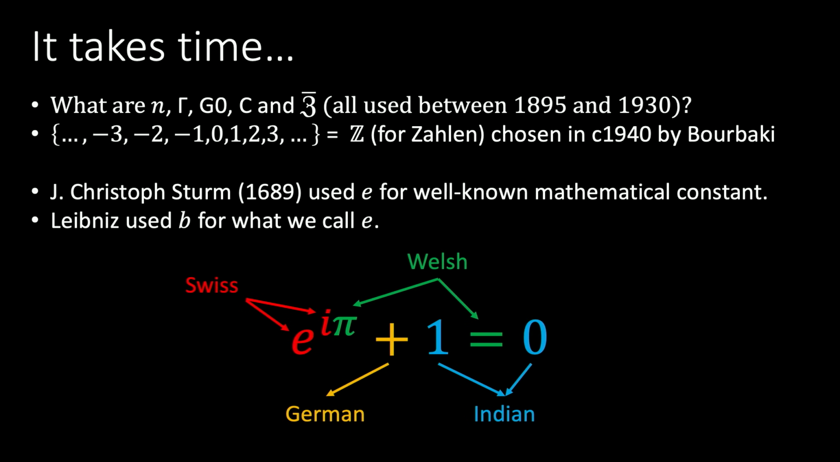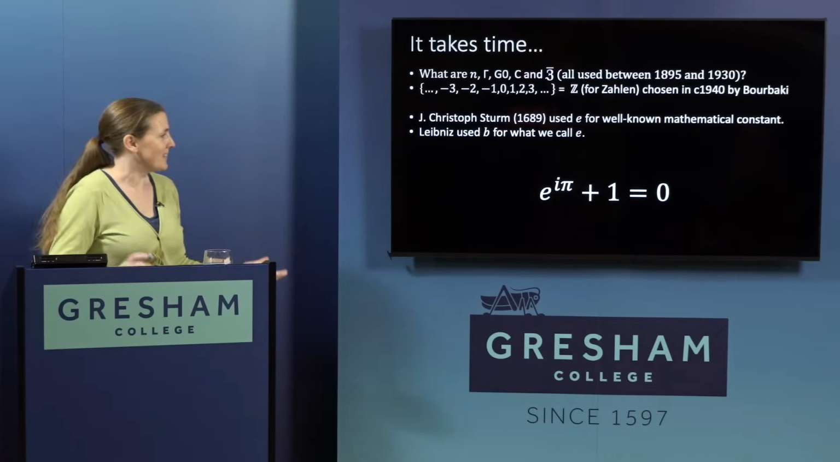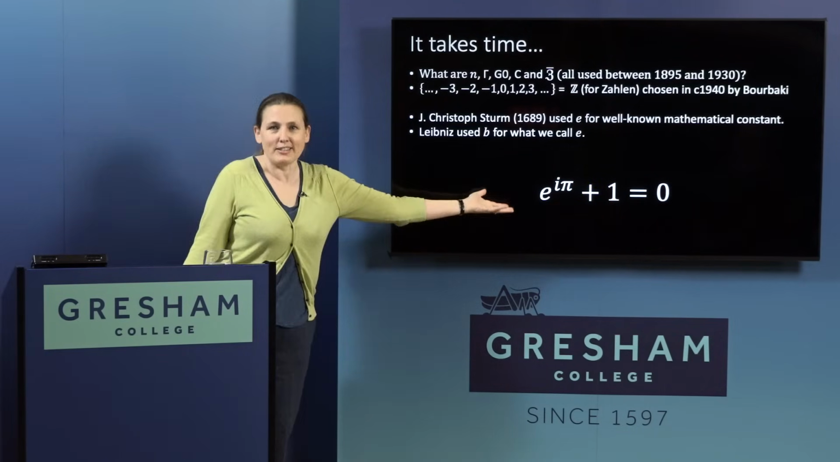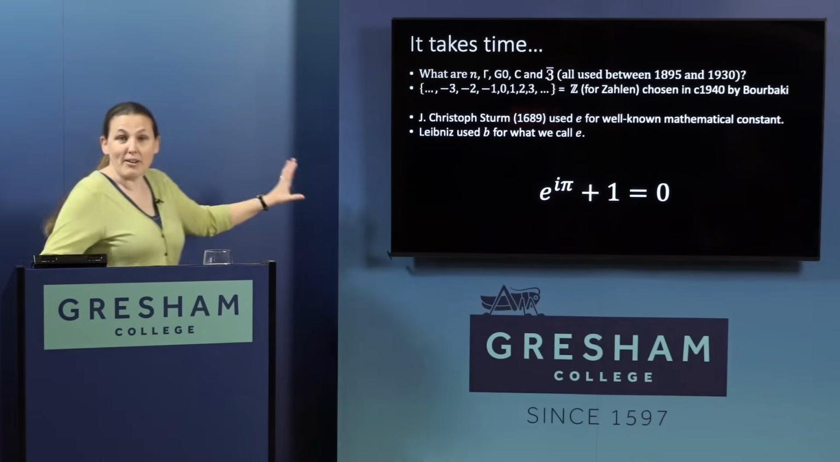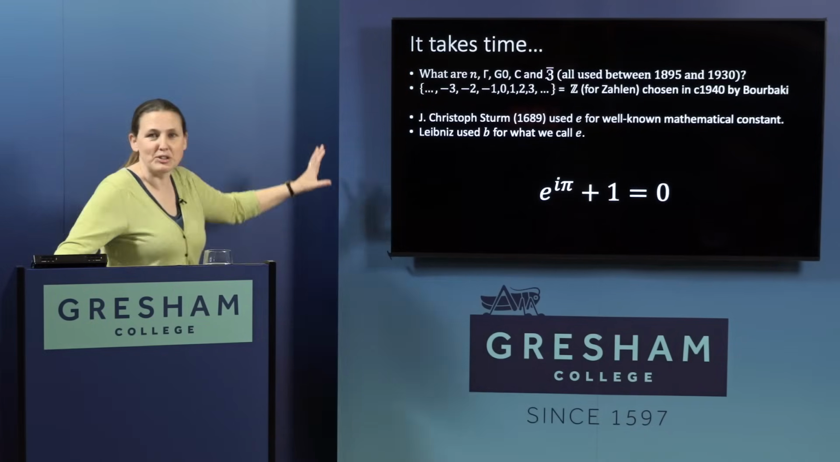So you could say this is 28% Swiss, 28% Welsh, 28% Indian and 14% German. But of course, we don't do that. Mathematics belongs to us all, and this equation is 100% it belongs to mathematics and to everybody. So, we obviously can't talk about every symbol, but I hope I've shown you a few of these.